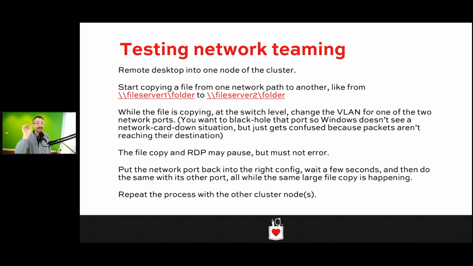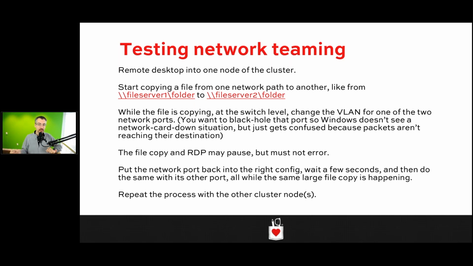I don't want to down the port. Windows is really smart. When a port goes down, when it's electrically deactivated and no electricity is coming through on that port, Windows is like, oh, this port is totally dead. I better go switch over to the other one. I need to simulate the much more common failure of there's electricity here, but the data's not going anywhere. That's what black holing is, like if I suddenly map it to a different VLAN.